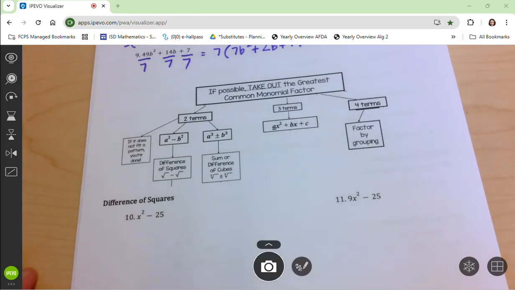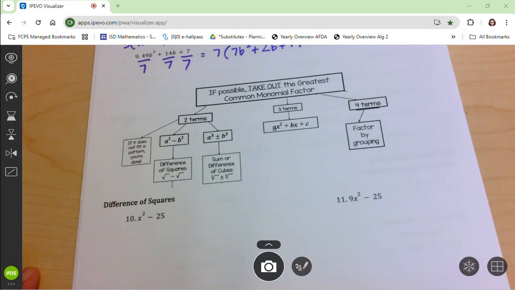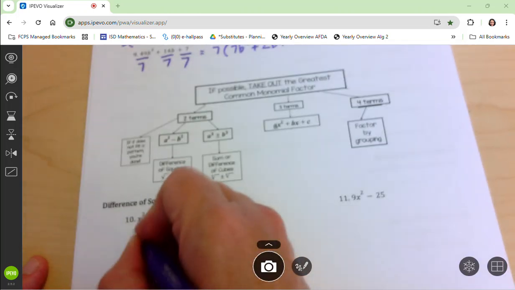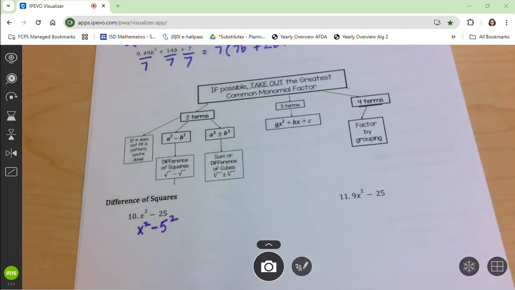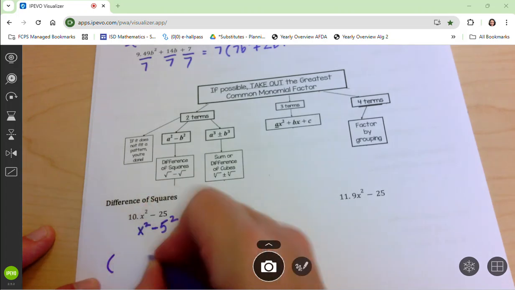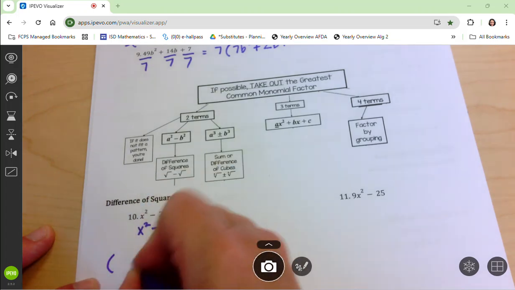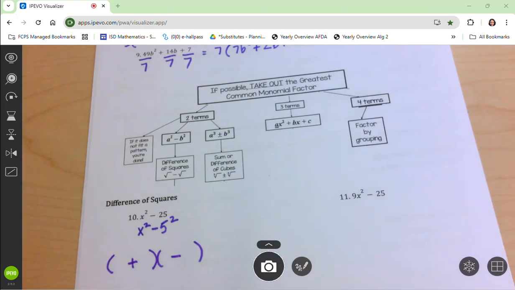I can see that x squared is a square because it has a squared on it, right? 25 is a square because it is what number squared? What number squared gives you 25? 5 squared is 25, right? So you can rewrite this as x squared minus 5 squared, because 25 is 5 squared. When you write it this way, then you're going to write it as a product of 2 things with a plus and a minus. Always with a plus and a minus if you have difference of squares.